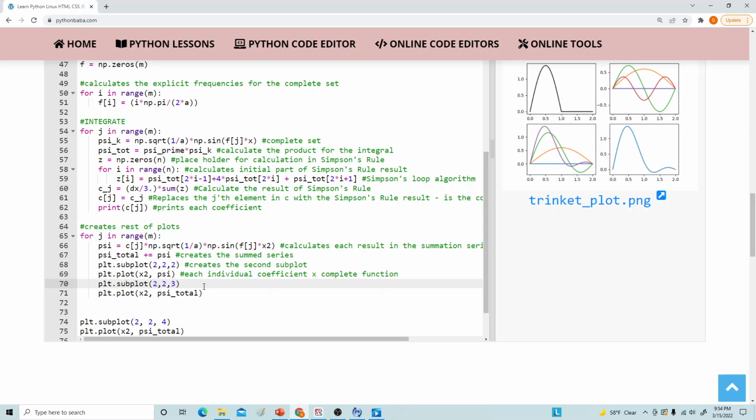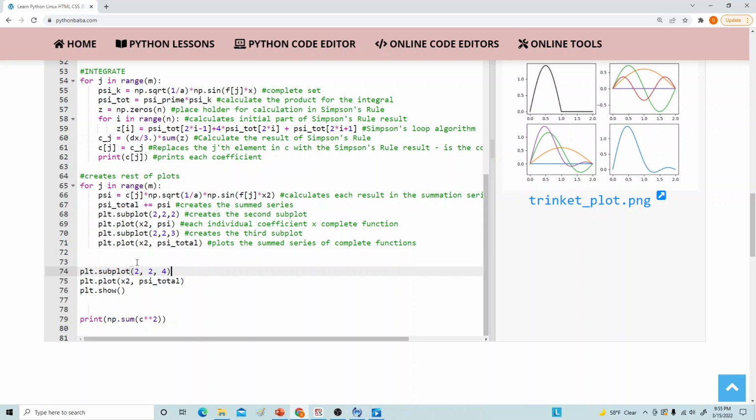And then this creates the third subplot. And this plots the summed series of complete functions. Okay? And then this creates the fourth subplot. And this plots the total summed series by itself.